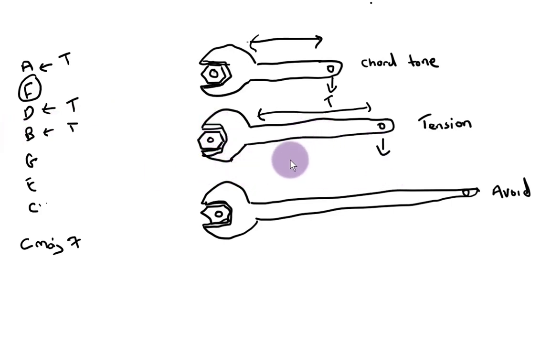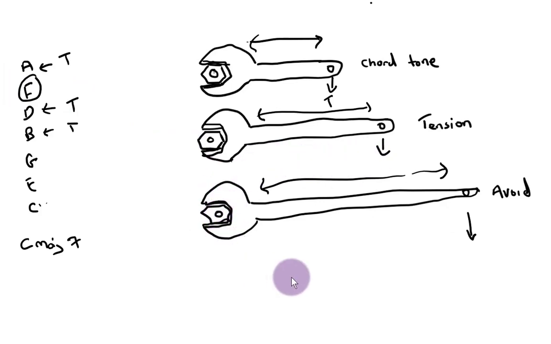Now, an avoid note is something different. An avoid note is like you put a spanner on this note to tighten this screw up, but you're putting far too much tension on here, because this length is far too big. And what you end up doing is breaking the screw there and creating a dissonance. If you break the screw, you're creating dissonance. So that's basically what it is.